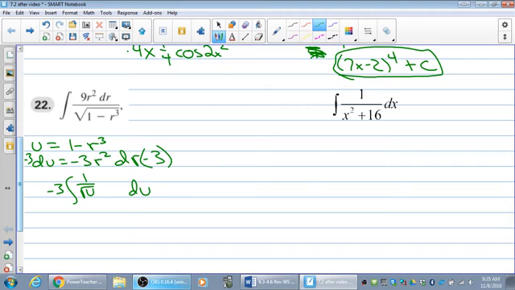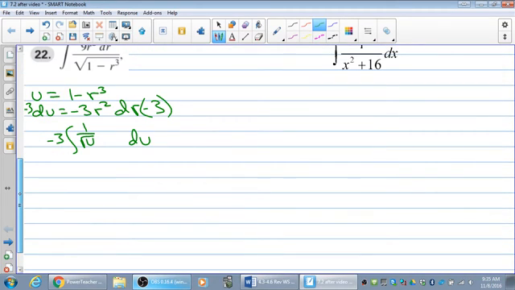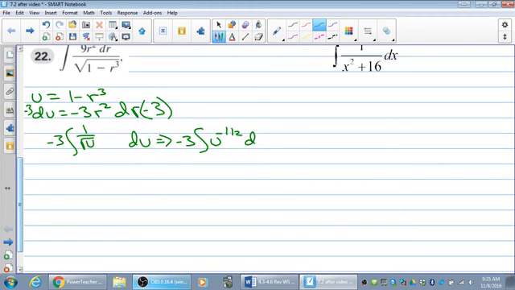Now we have something we can take the antiderivative of. This is the same as negative 3 integral of u to the negative 1/2 du. And we're going to add 1 to the power. That's negative 3 times, we would have u now to the 1/2. Negative 1/2 plus 1 is a half.